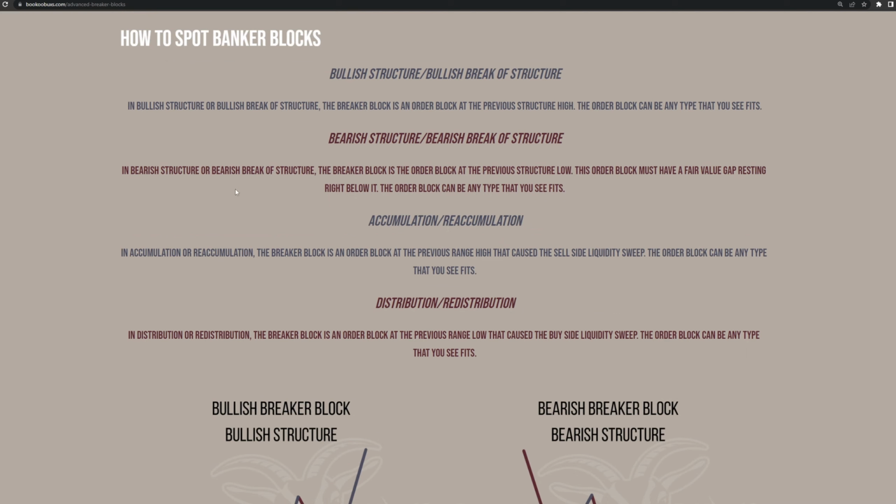Bearish structure, bearish breaker structure. In bearish structure or bearish breaker structure, the breaker block is the order block at the previous structure low. This order block must have a fair value gap resting right below it. The order block can be any type that you see fits.